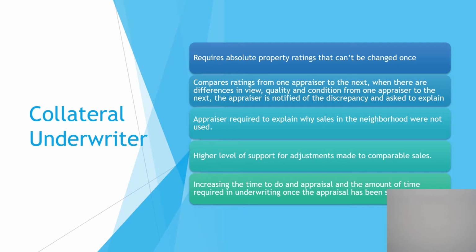Collateral Underwriter will then look at a multitude of properties that have been submitted into their system and determine what the consistency of that quality or condition rating is. Appraisers who are not consistent in the application of those ratings will receive a nastygram from the secondary market saying that there's some inconsistency in the way that the ratings are being applied.